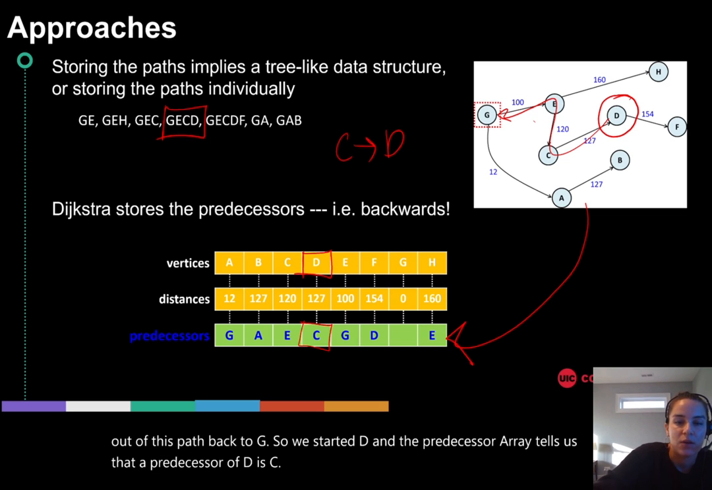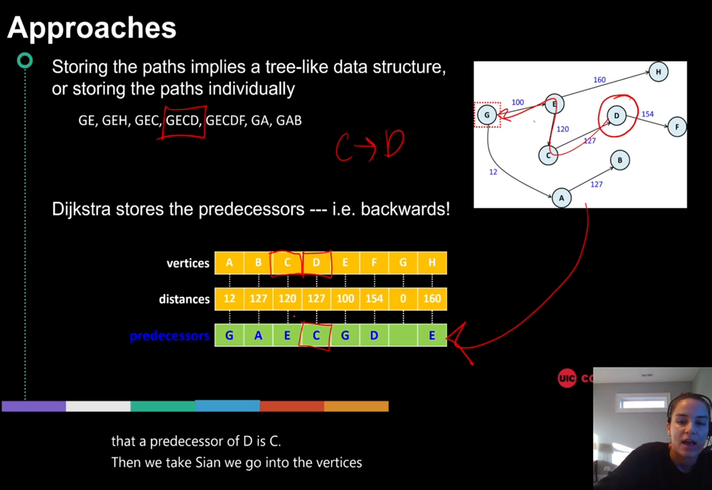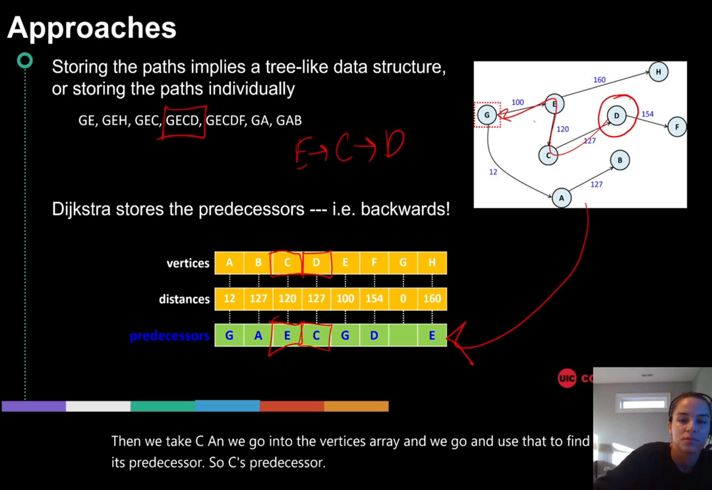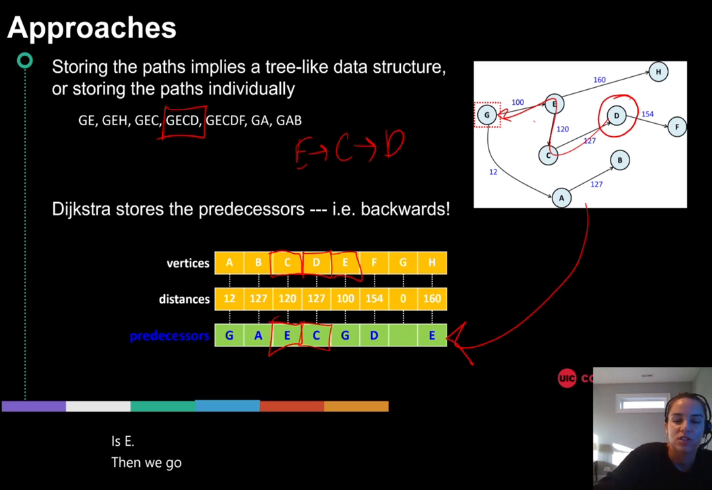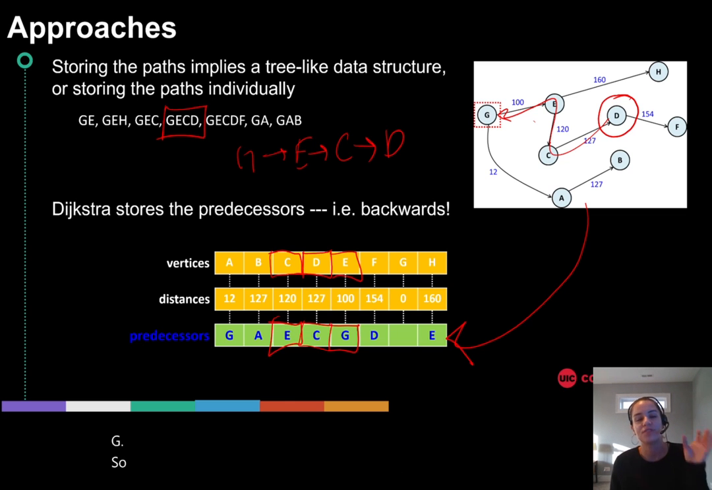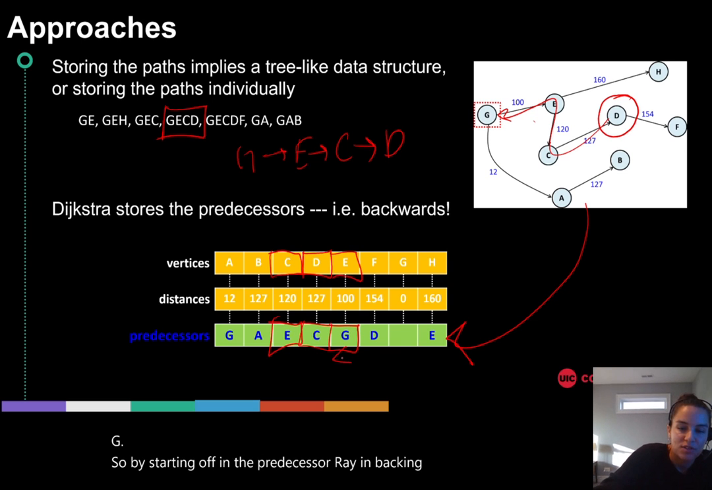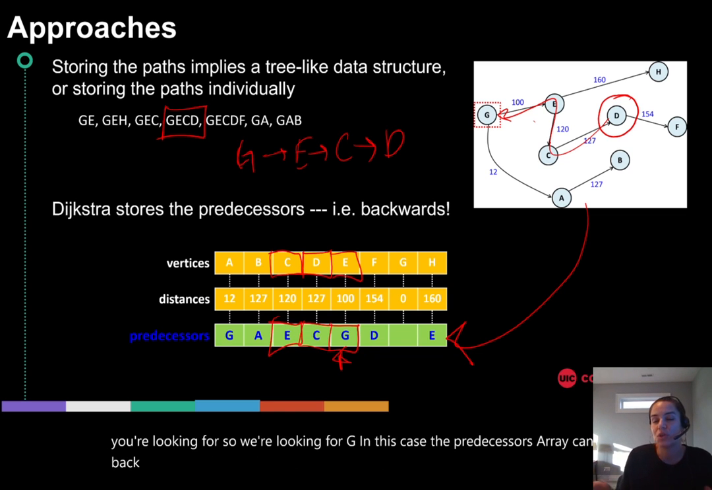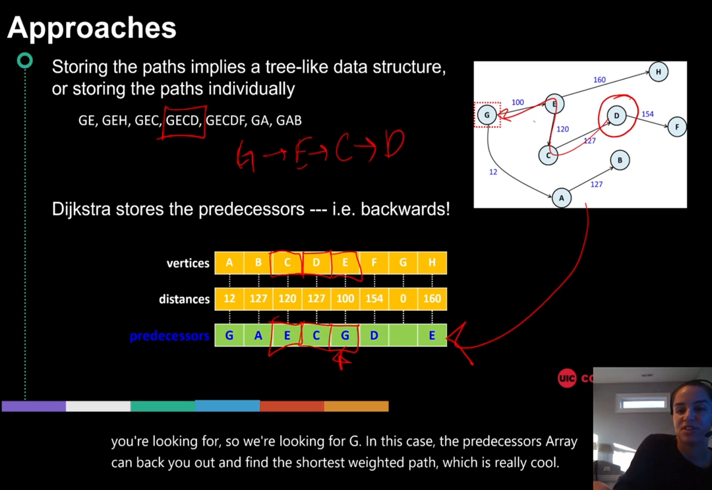Then we take C and we go into the vertices array, and we use that to find its predecessor. So C's predecessor is E. Then we go to E in the vertices array, and its predecessor is G. So by starting off in the predecessor array and backing out until you get wherever you're looking for, so we're looking for G in this case, the predecessor array can back you out and find the shortest weighted path, which is really cool and really, really memory efficient in storage.